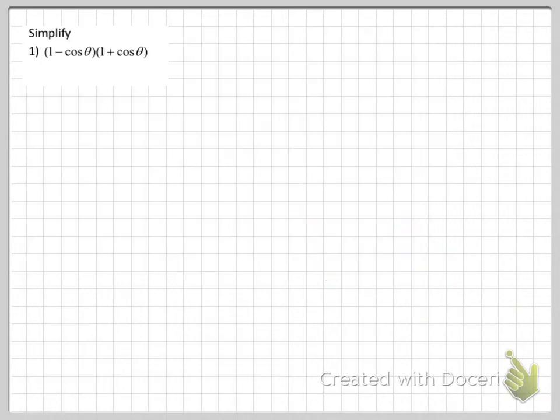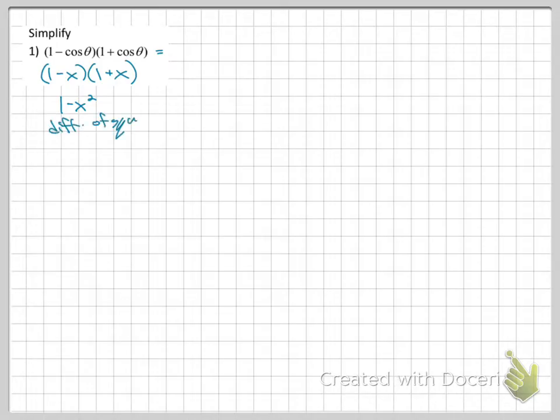Okay, so I just need you to know this first example is not a proof. It just says simplify. We're just showing you how we can use these identities to make things a little more simple. So, multiplying 1 minus cosine theta times 1 plus cosine theta. You should recognize that as a difference of squares. That's the same thing as multiplying 1 minus x times 1 plus x, and you should be pretty good at that and know you get 1 minus x squared if you multiply that out and simplify it. It's a difference of squares.